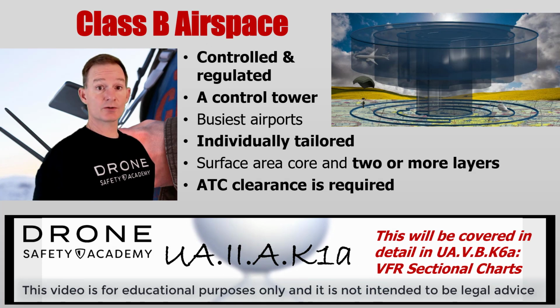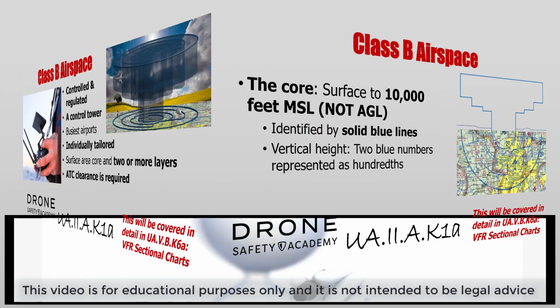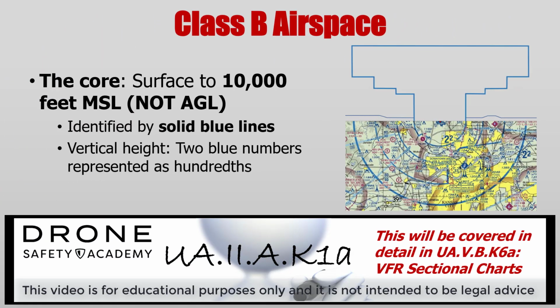This type of airspace surrounds the nation's busiest airports, and it is individually tailored with a core and 2 or more layers. ATC clearance is required. The core of the Class B airspace is from the surface up to 10,000 feet MSL, not AGL, and it's identified by solid blue lines. The vertical height is represented by 2 blue numbers represented as hundredths, and we'll go into that in the next slide. The graphic to the right illustrates the profile of the Class B airspace.